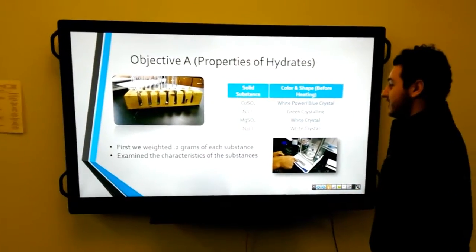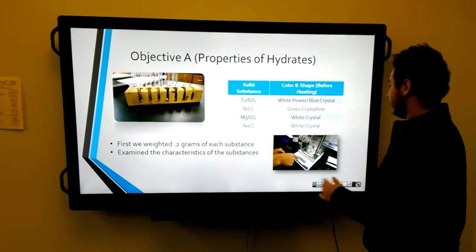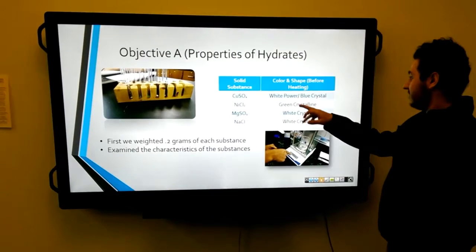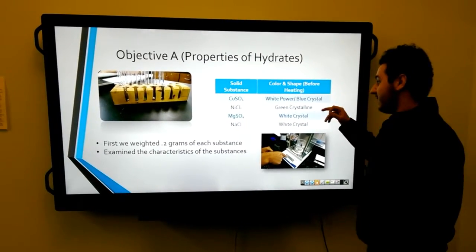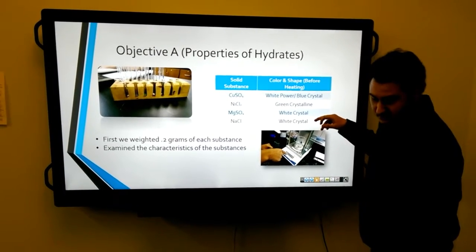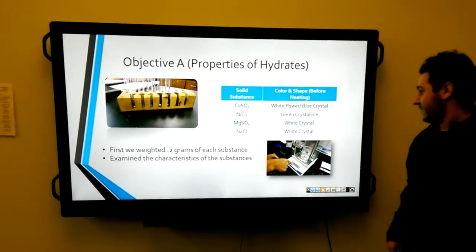This is the first step that we took. First, we weighed 0.2 grams of each substance and examined the characteristics of the substances. The powders were CuSO4, a white powder, and it was a blue crystal for the hydrate. For NiCl2, it was a green crystal. Magnesium sulfide was a white crystal, and NaCl was a white crystal.